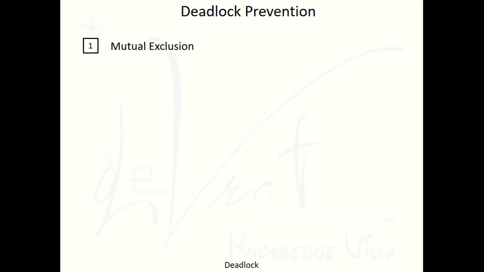From the mutual exclusion. In today's session, we will violate mutual exclusion and hold and wait. So let's start violating mutual exclusion. How will we be able to violate the mutual exclusion? We will see with examples.